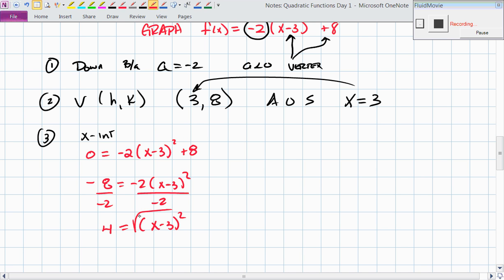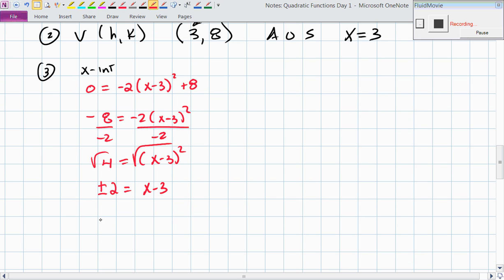I'm going to take the square root of both sides. So plus or minus 2 is equal to x − 3. It looks like I'm getting x = 3 ± 2. So I have 2 values for the x-intercepts.